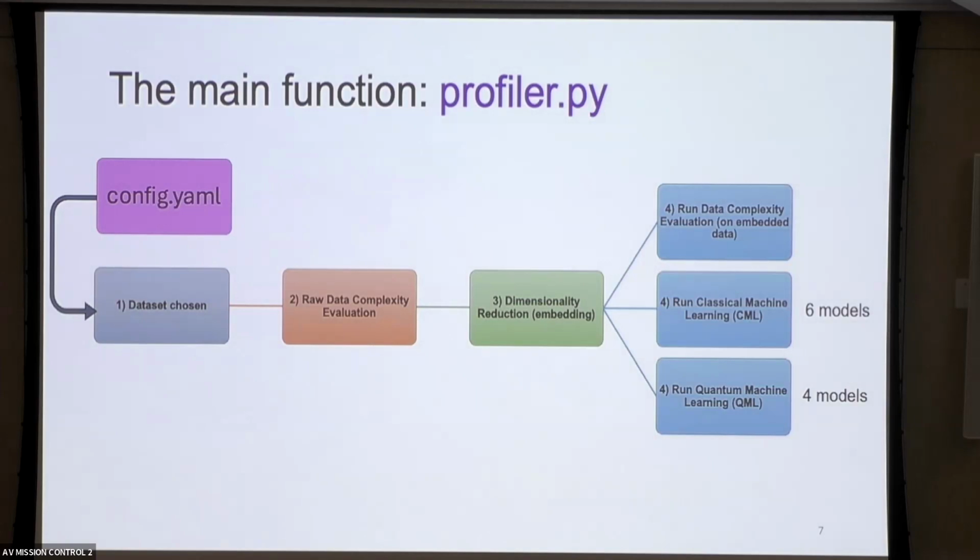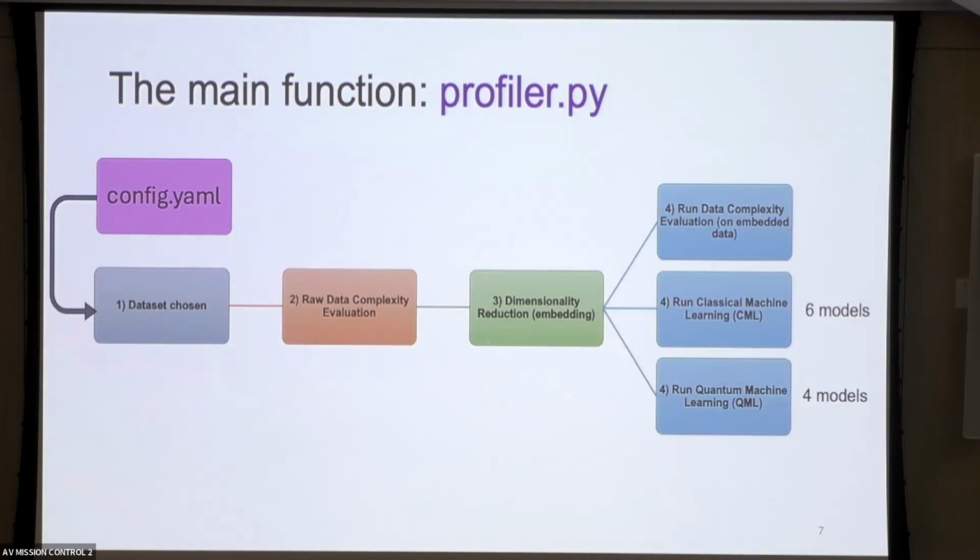The way the whole pipeline works, you have a main function, we call it the profiler, and the entire thing is run by a single config file. One of the things we want to do is make this as turnkey as possible, so you hardly have to dig into the source code at all. You select all your parameters: your input data sets, the models you want to run, how many iterations of the optimizations you want to run, and so on. After that, your data set is chosen, and you immediately run the data complexity evaluation.